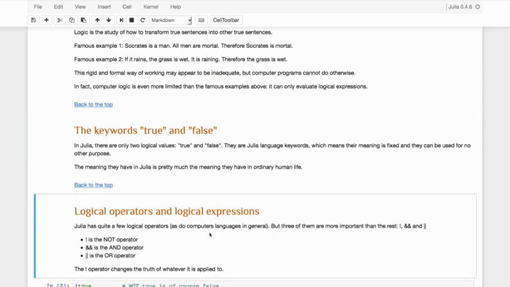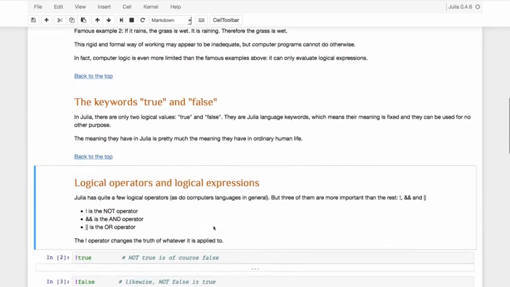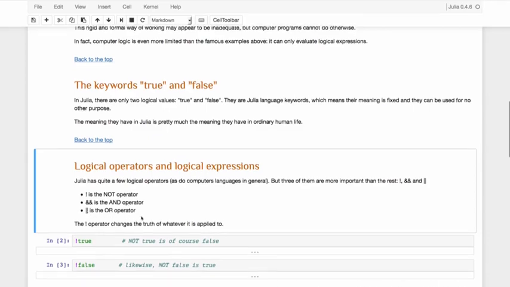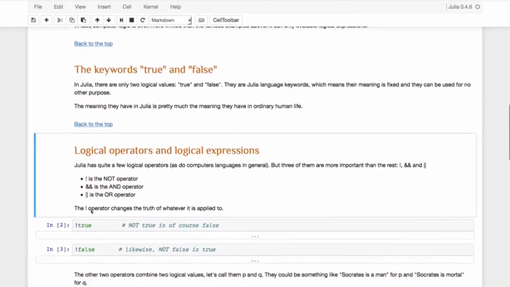So when we want to work out what to do with true and false statements, we want to combine them. There are many operators in computer languages in general and in Julia as well, but three of them really stand out. The exclamation mark, which is the not operator, the double ampersand, which is the and operator, and the double vertical line, which is the or operator. Let's start with the exclamation mark.